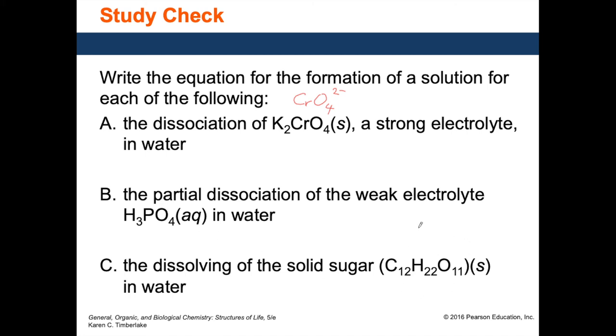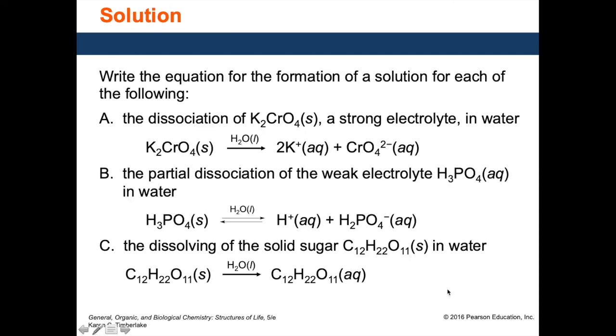Then finally, we have the dissolving of sugar. Okay, sugar, I will tell you right now, is a non-electrolyte. So think about how you would write out that equation. So feel free to pause this video and try this out. Okay, so hopefully you got these answers here.